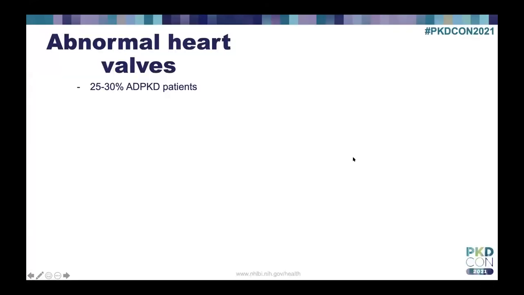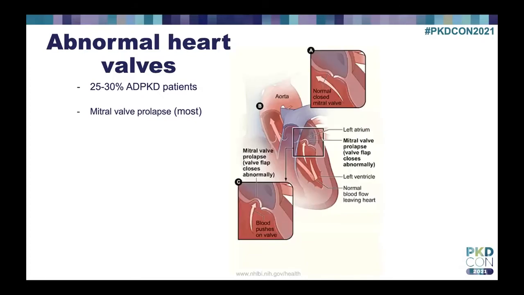So in patients with autosomal dominant polycystic kidney disease, abnormalities in heart valves can be found in 25 or 30% of patients. Most of them involve mitral valve prolapse, which is a benign condition. What does it mean, mitral valve prolapse? So under normal circumstances, that mitral valve that I showed you closes nicely and tightly. There's no flow through it, and the leaflets are nicely joined.